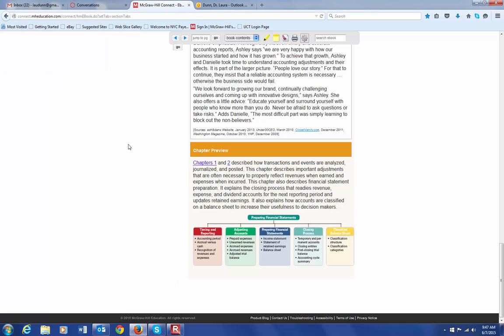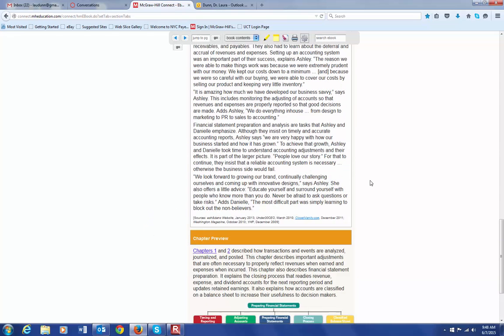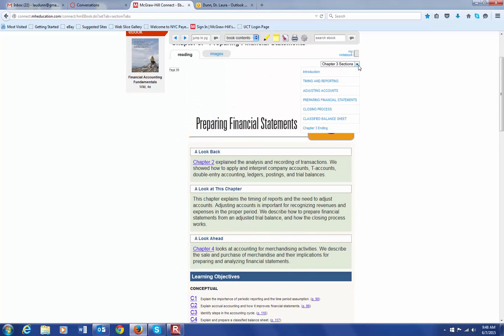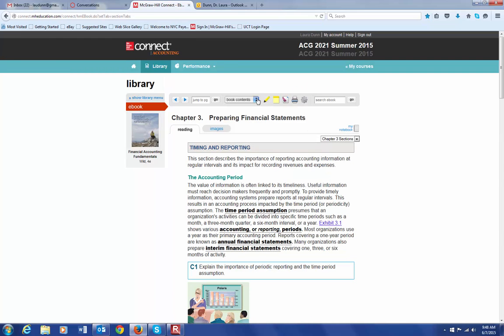In the first two chapters, we learned how to analyze, journal, and post accounting transactions. We took a quick look at financial statements that are typically prepared in accounting, but in this chapter we're going to go into more detail about some of the steps that have to be done to prepare financial statements. And in order to do that, we need to first talk about the accounting period and the difference between accrual and cash basis accounting.